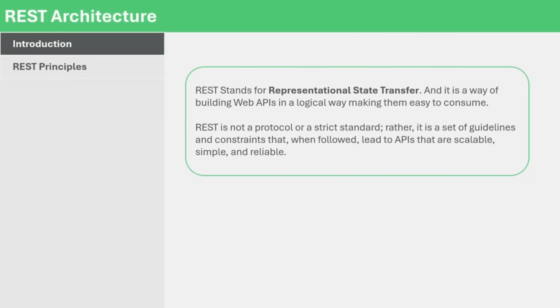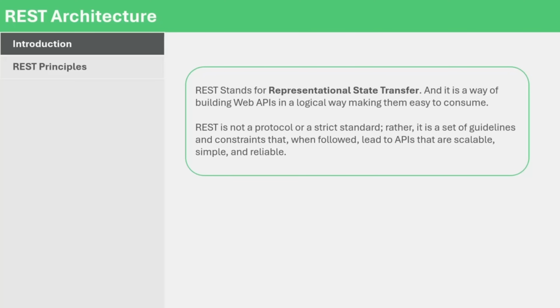Now, what do we mean by REST APIs? REST stands for Representational State Transfer, and it is a way of building web APIs in a logical way, making them easy to consume. REST is an architectural style for designing networked applications and APIs that uses the fundamental principles of the web itself. Remember that REST is not a protocol or a strict standard. Rather, it is a set of guidelines and constraints that, when followed, lead to APIs that are scalable, simple, and reliable.